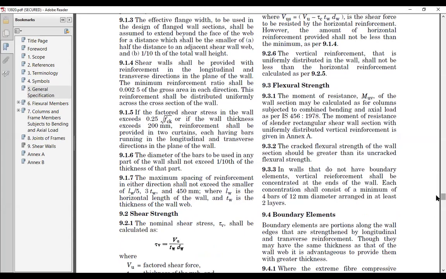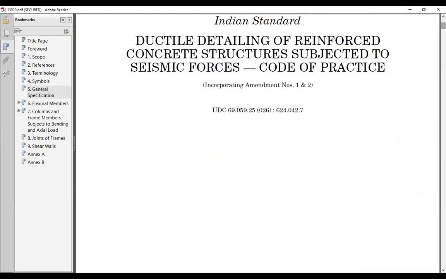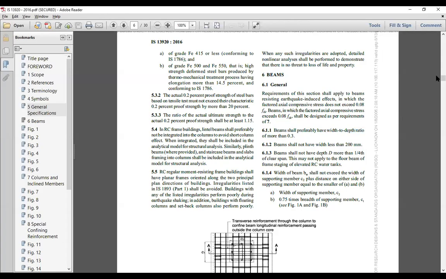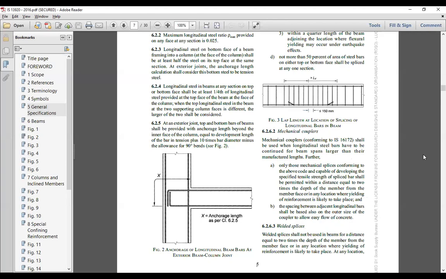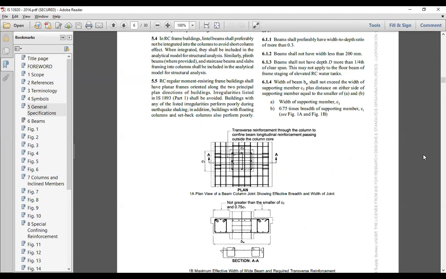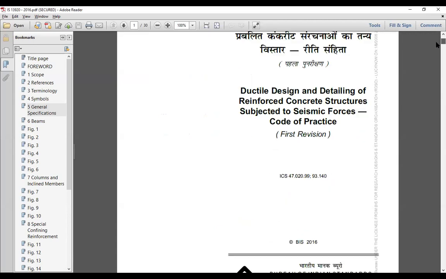Okay, so this IS code I have shown you is from 1993. The latest revision I will also show you. The latest revision was done in 2016. So here you can see this is the latest code, IS 13920:2016. Here you can see there are some slight modifications from the previous code. Let us see what they are.